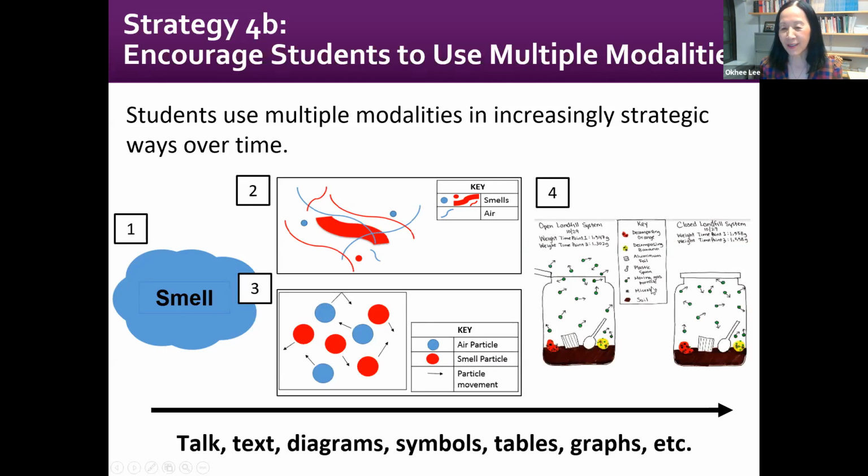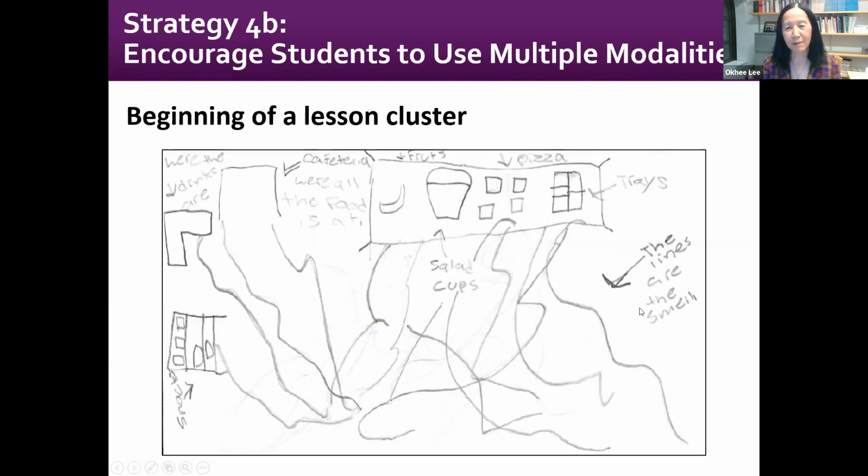And they eventually get to it. So you see that there is a writing, there is a diagram, there is a symbol that particles are moving freely, and there is a key. Now you may say, you made that up, and here is a student work sample.